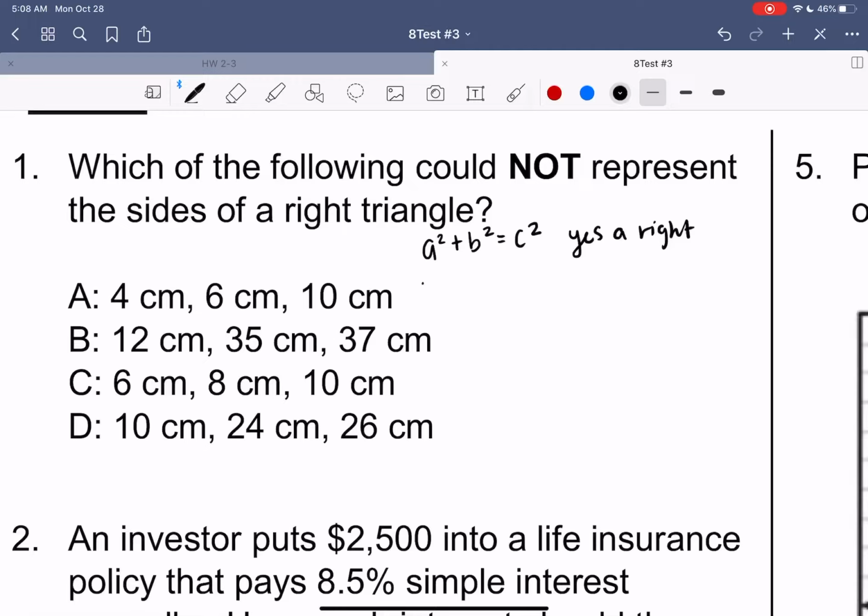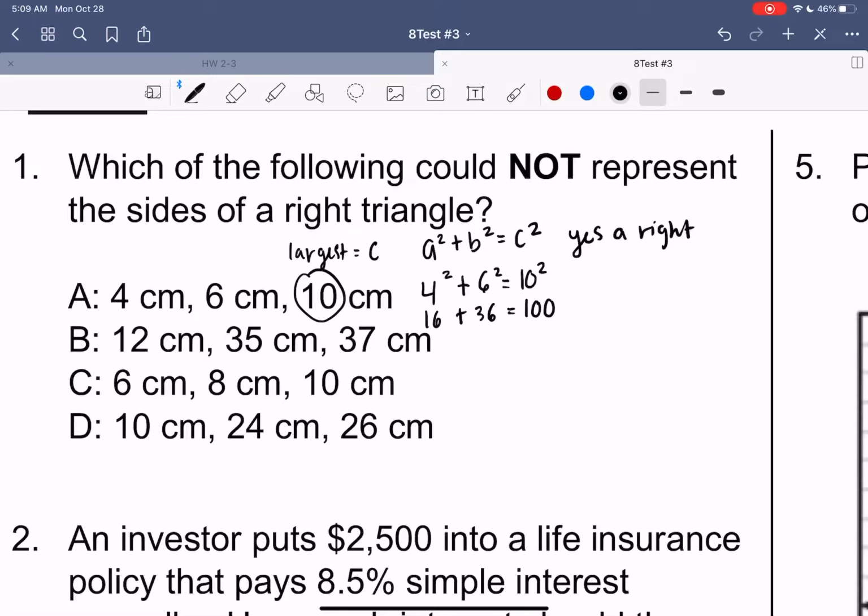So if I substitute 4 for c, 4 squared plus 6 squared equals 10 squared. And so I have 10, this is the largest, so this has to equal c. Okay, we have that. So if I take 4 and square it, I have 16 plus 36 equals 10 squared, which is 100.